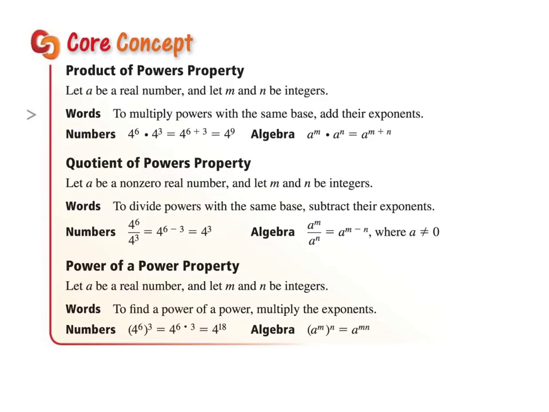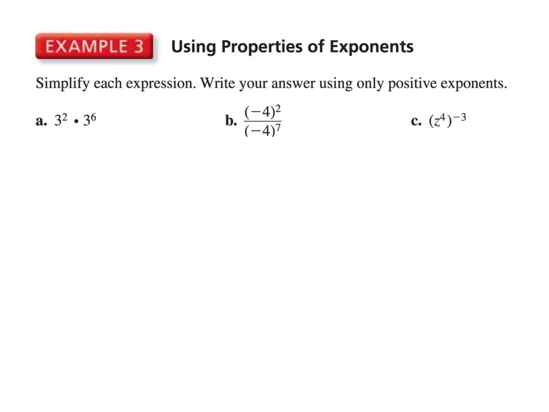All right, here you have a bunch of properties once again. You have the product of powers property, quotient of powers property, power of a power property. Look over those examples, get familiar with the ideas, and let's work out some examples now.